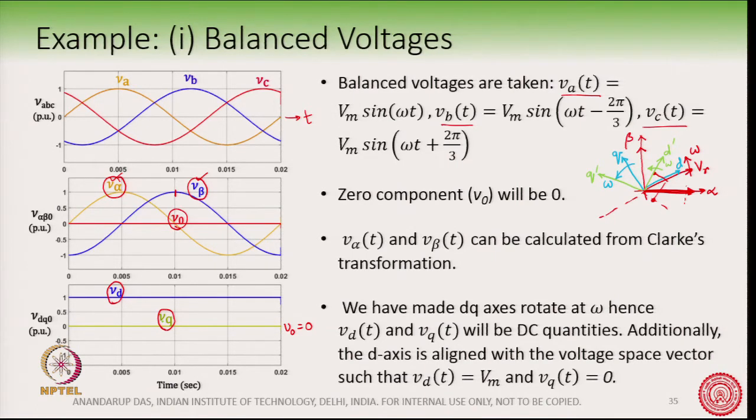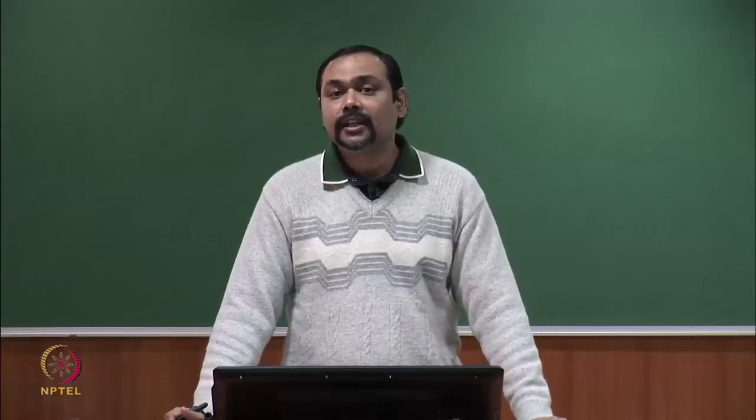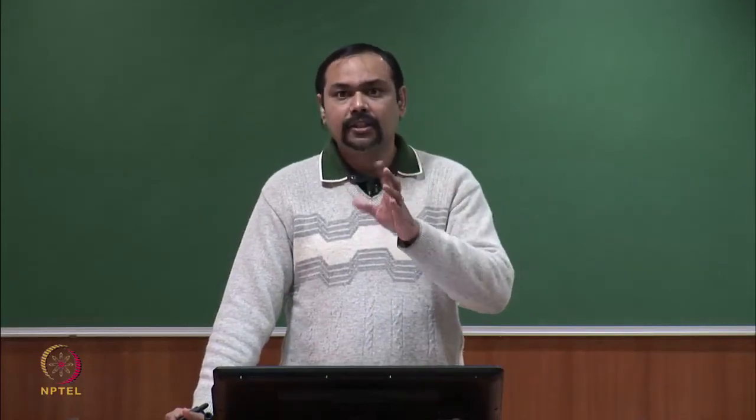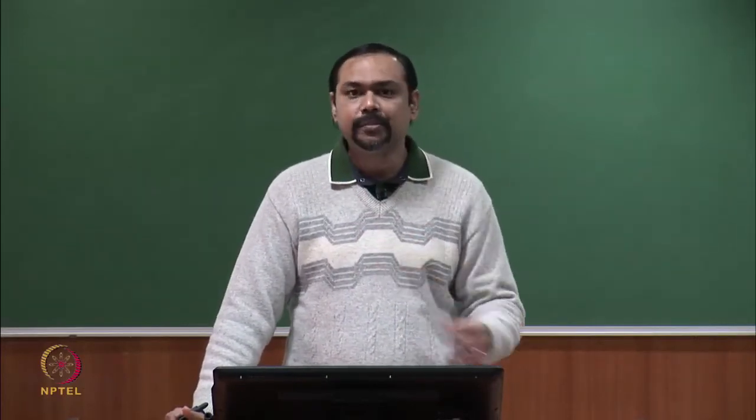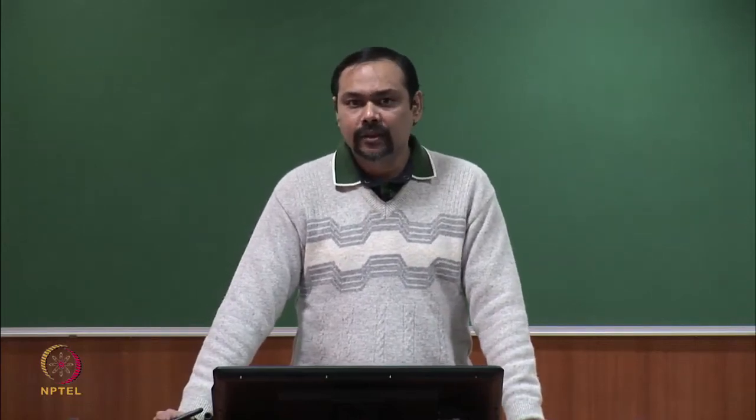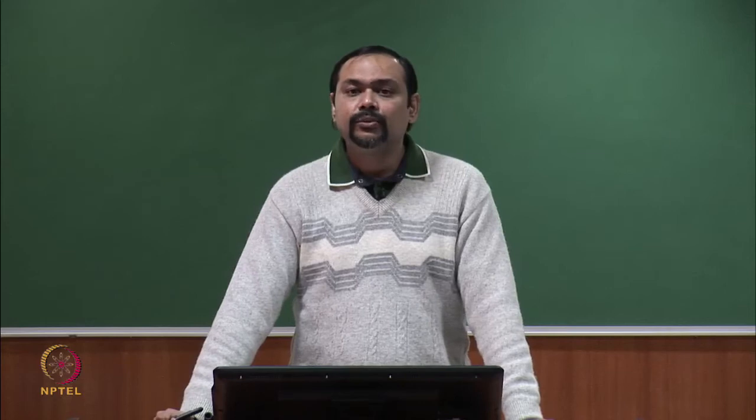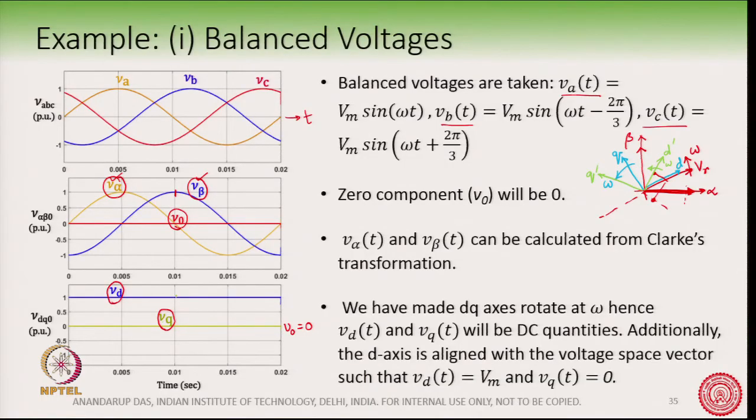What will happen if this d dash and q dash do not rotate at the same speed as omega? It can also happen that the reference axis or the dq axis is not rotating at the same speed as the space vector, then we would have seen an AC quantity on Vd and Vq. We will talk about it in a few minutes time. Okay, in one of the next slides you will understand what is happening, but this is also a possibility.